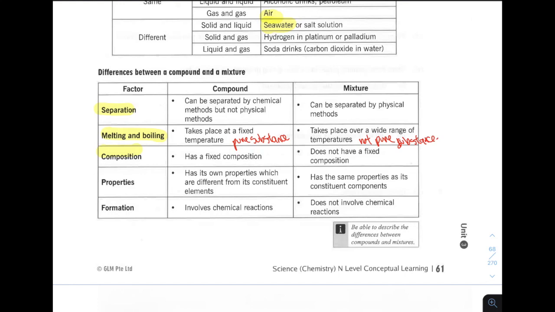And because compounds are already chemically combined together, you cannot use physical methods to separate them. You have to only use chemical methods. However, for a mixture, you can actually use physical methods to separate them.